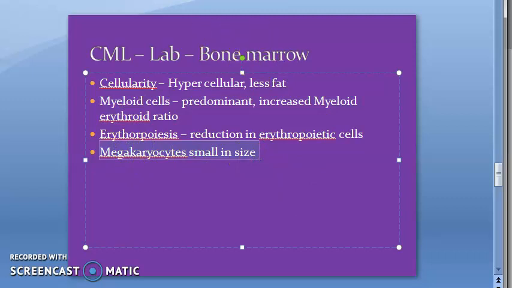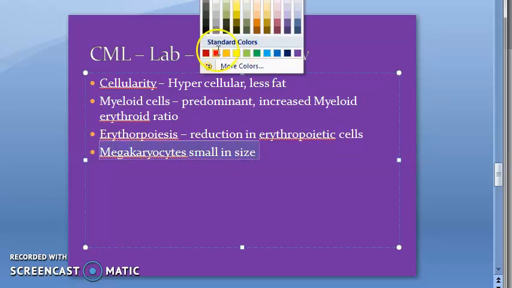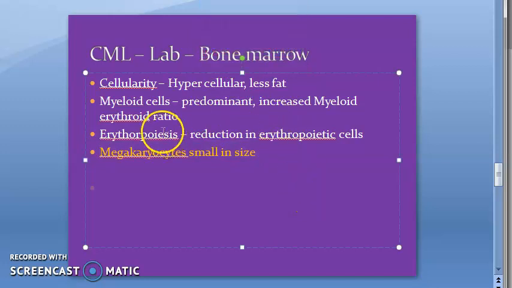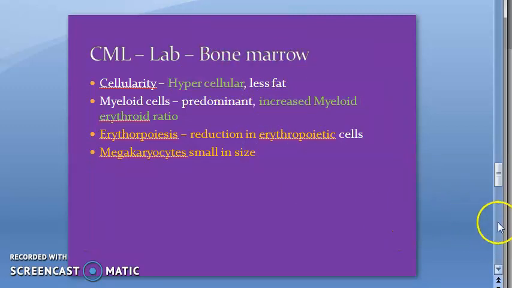Megakaryocytes will be small in size. The number is unpredictable. These platelets, they can play anyways, this side or that side, we don't know. Reduction in erythropoiesis. What is more? Increased myeloid erythroid ratio. Bone marrow is hypercellular. Okay.